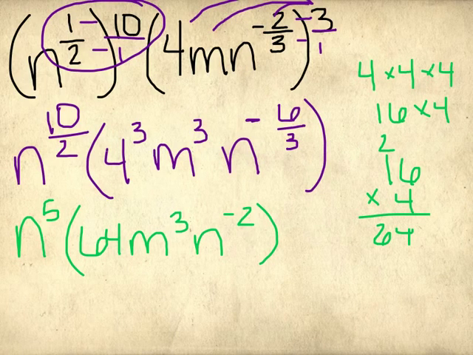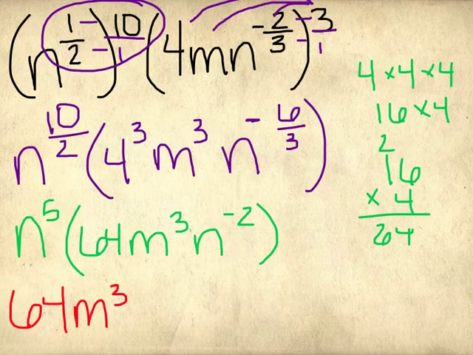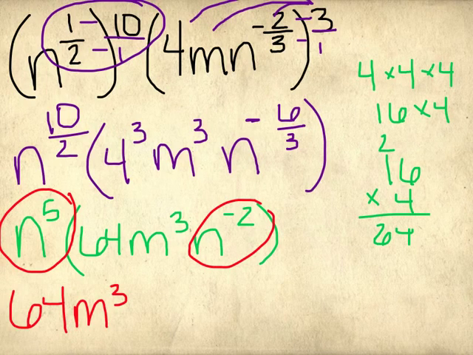Let's combine our like terms. Commutative property allows us to move things around. I'm going to have my 64 in the front, m to the 3rd, and then when we're multiplying n to the 5th times n to the negative 2, we add those, and we will get n to the 3.